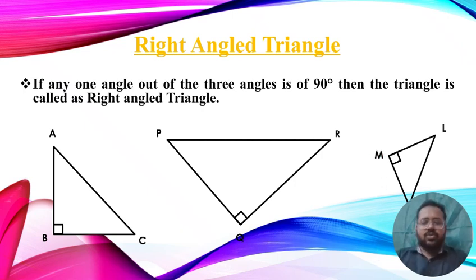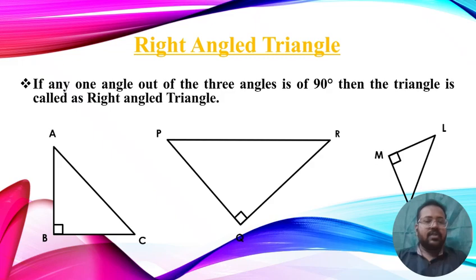I want to give you a little hint or little trick. If you see a small square on any of the vertices of a triangle, then it is a right angle triangle. You can blindly answer it as a right angle triangle.